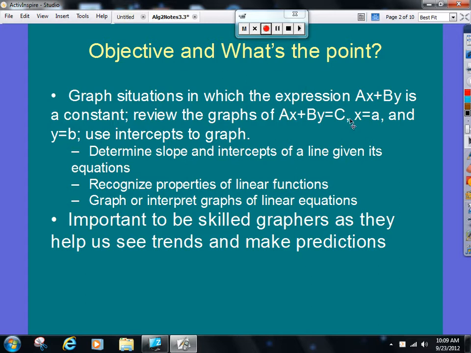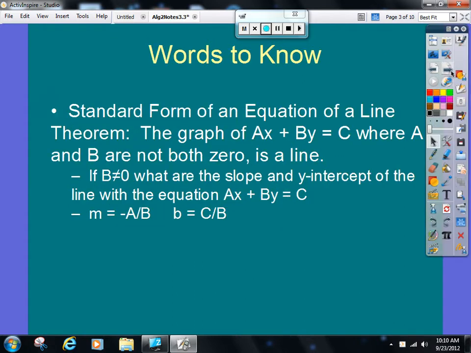It's going to be in standard form, ax plus by equals c, and we're going to look at the graphs of them today. You have to be skilled graphers because they help us see trends and make predictions. Not only that, but you're going to be graphing forever and ever, especially once you get into calculus. It feels like you're graphing all the time in there. So make sure you know what you're doing.